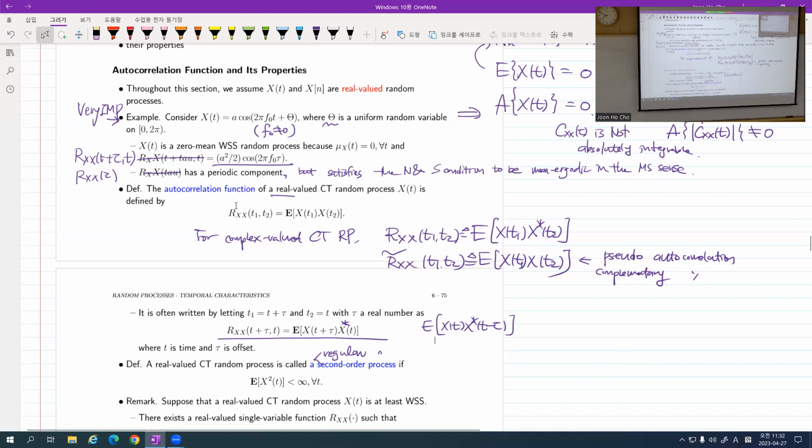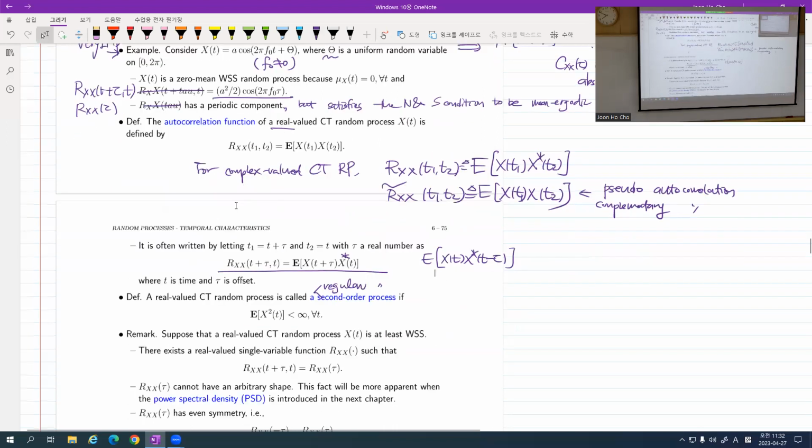Okay. Given the definition of the autocorrelation function, here goes a special case of this definition. A real valued continuous time random process is called a second order process. But as we've already seen, some people say it's a regular process because second order means too much, okay? It applies when the random process has ensemble averaged instantaneous power always bounded. But for complex valued, you'd better use this definition.